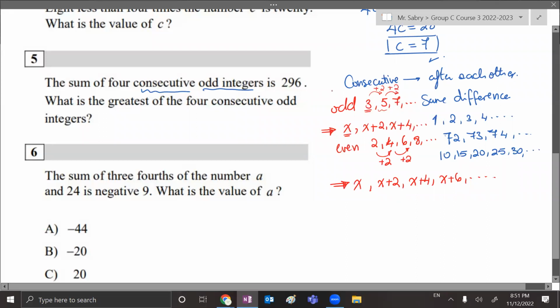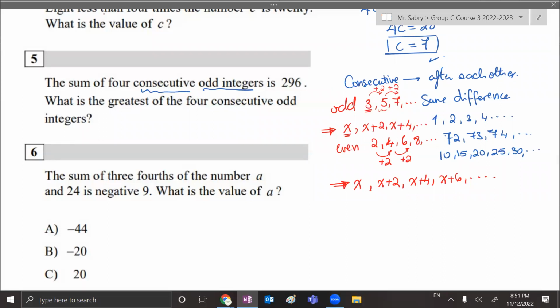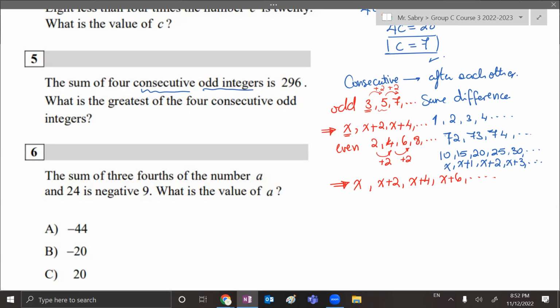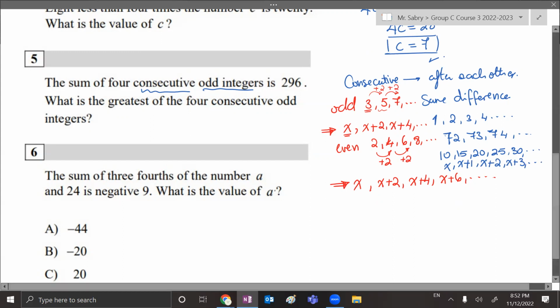If we just say generally consecutive, just consecutive numbers, then if the first one is x, the next one is x plus 1, then x plus 2, then x plus 3, and so on. So if they just said consecutive, they mean that the difference is 1. But if they said odd consecutive or even consecutive, then we know that the difference is 2, which means the first one is x, x plus 2, and so on.